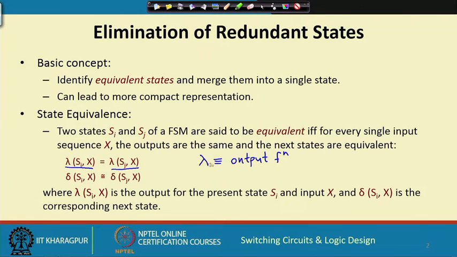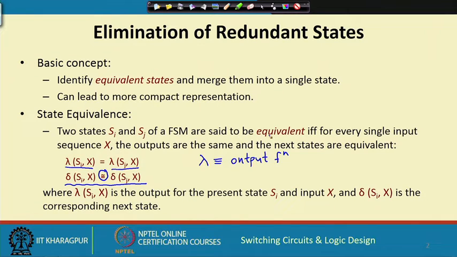So, lambda denotes the output function, using various symbols, and delta is the next state function, which says that the next state when you are in S i, the present state, and the input is x, and the next state when you are in S j and the input is x, are equivalent. I have not shown it as equal, they are equivalent. These two states should be equivalent. So, when you have this kind of a condition holding, then we say that S i and S j of the machine are equivalent.